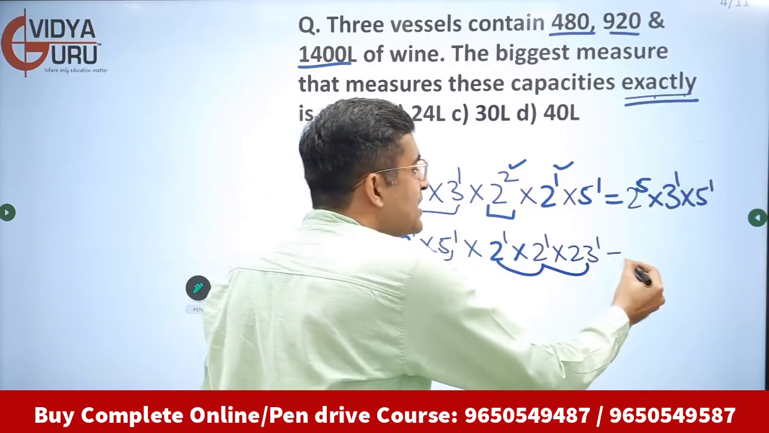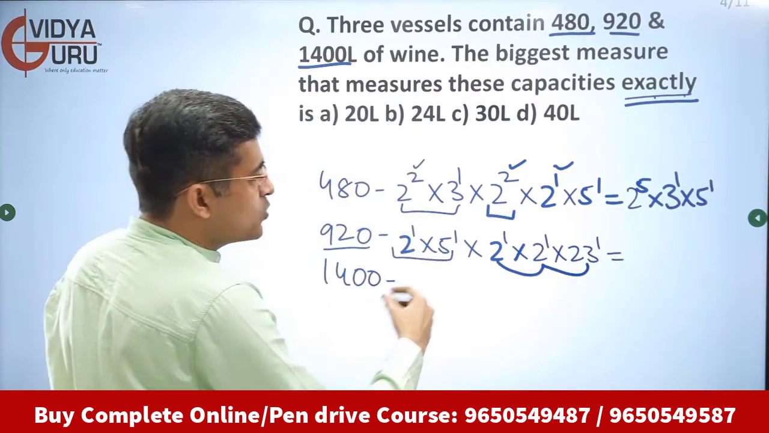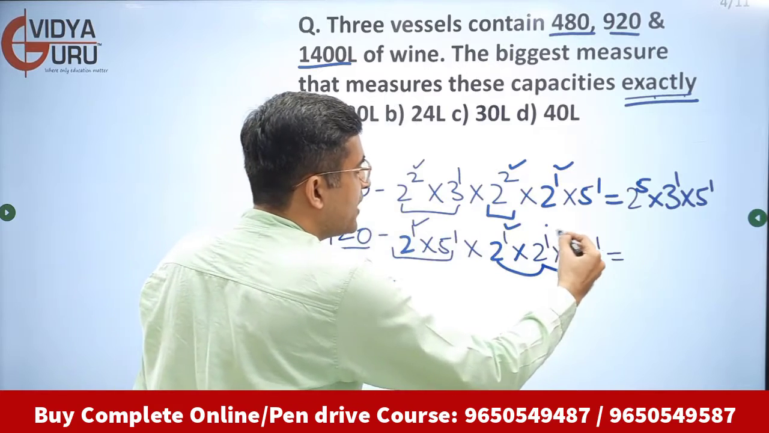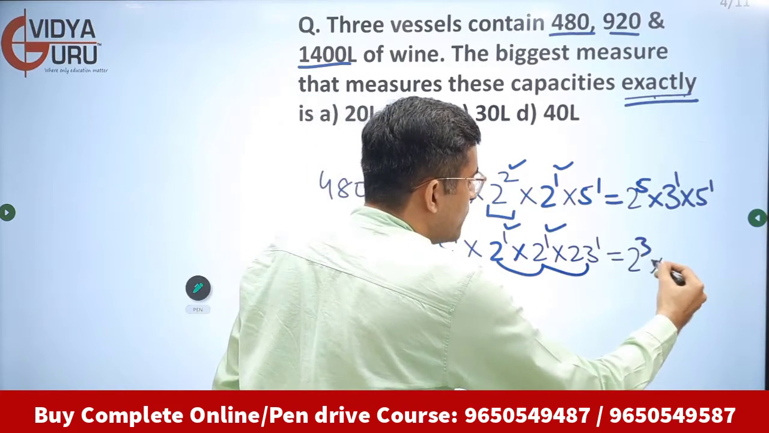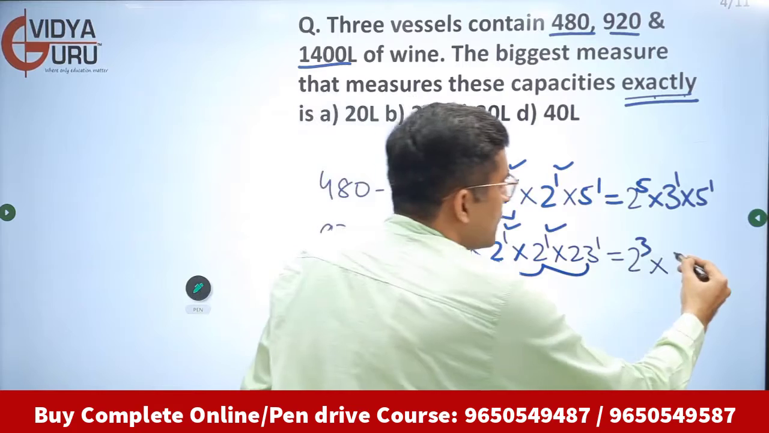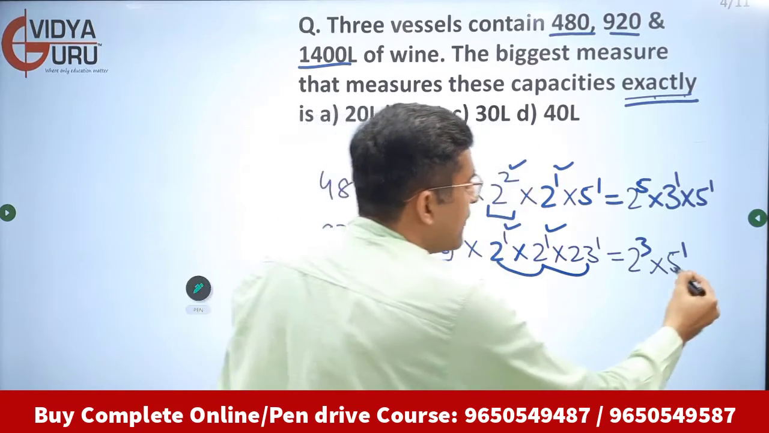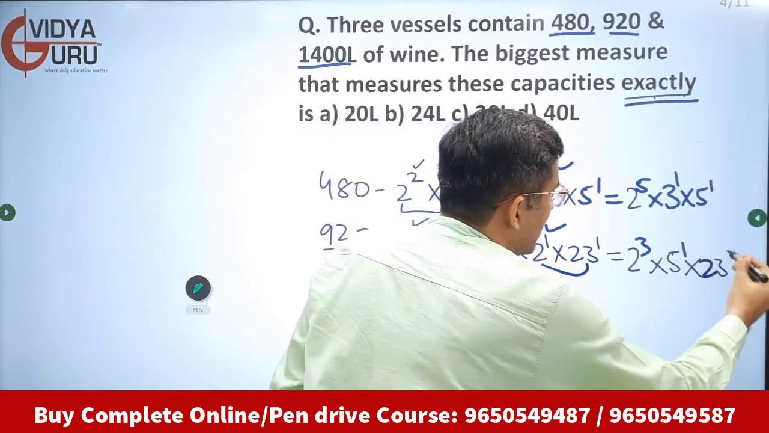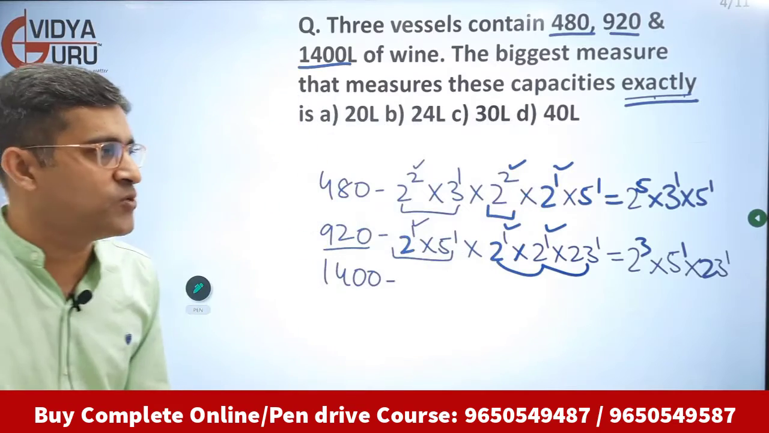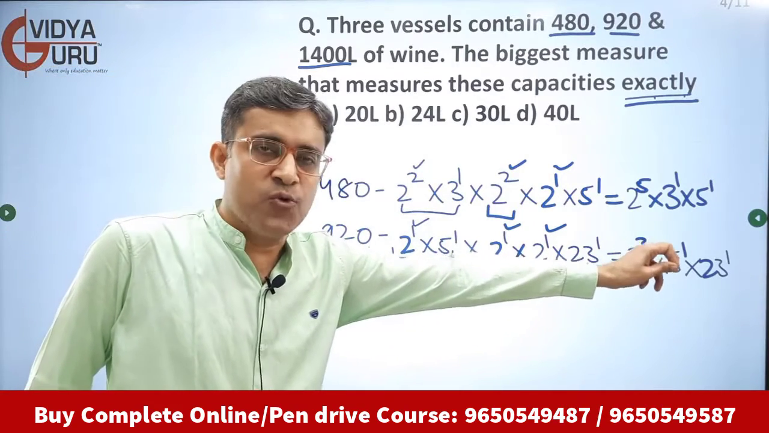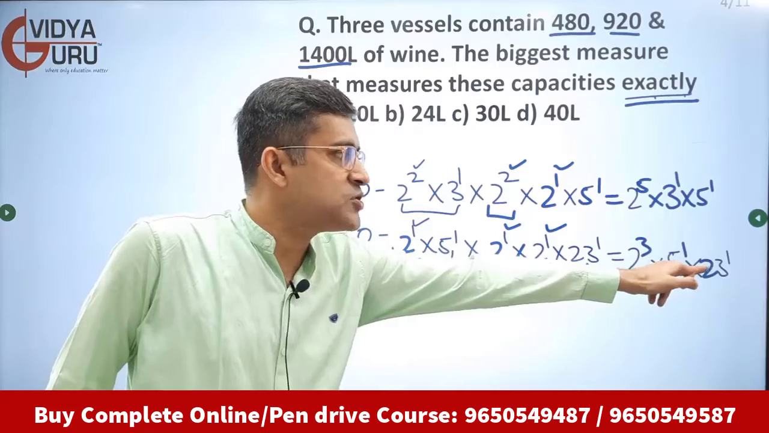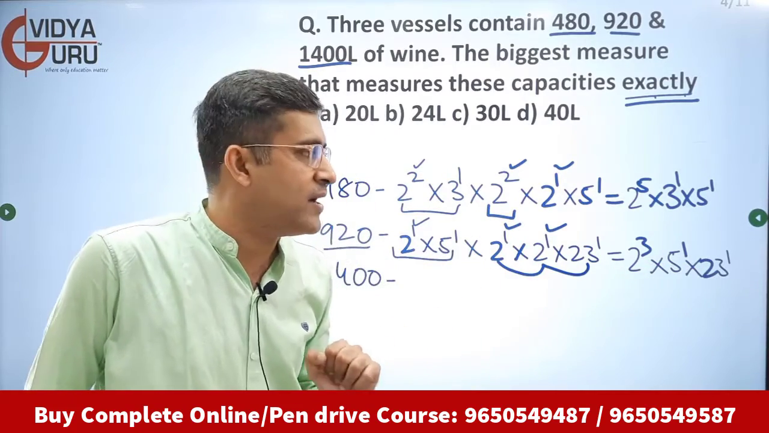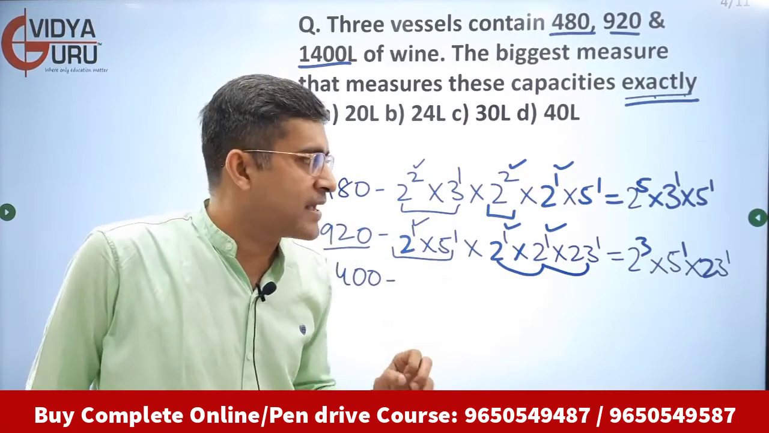Now let's aggregate the powers. How many 2's do we have? 1, 2 and 3. We have 2 cube. Sure. Then we have 5 raised to power 1 and we have 23 raised to power 1. Can you see that, students? Look at it. 2 raised to power 3 into 5 raised to power 1 into 23 raised to power 1. That is what it becomes.